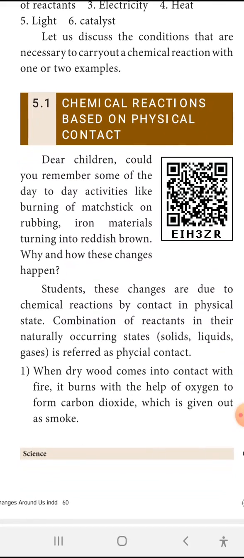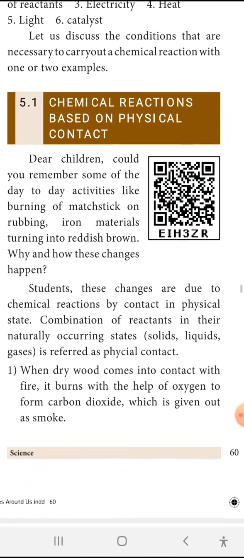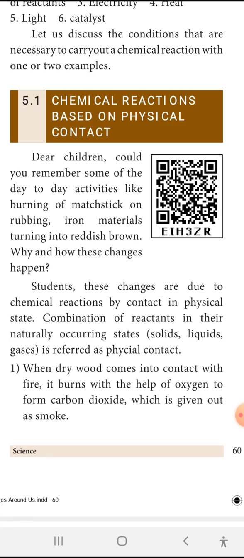Chemical reaction based on physical contact. Dry wood comes in contact with the fire. It burns with the help of oxygen to form carbon dioxide, which is given out as smoke. Even dry wood won't burn without contact with the fire. So this is a physical contact.